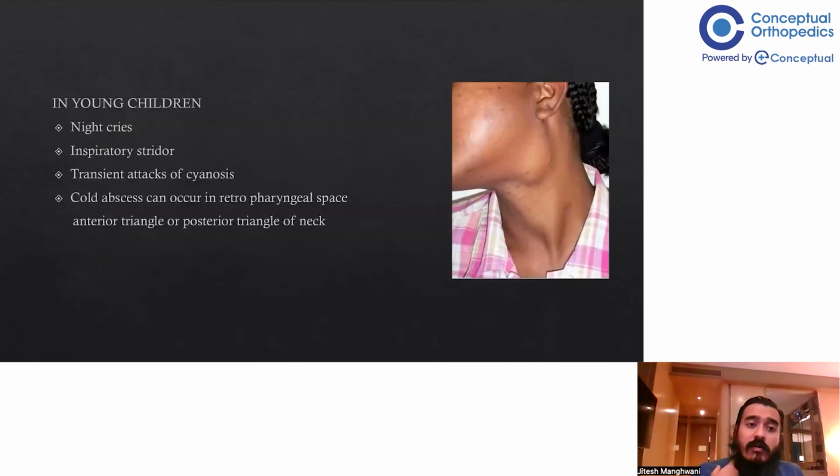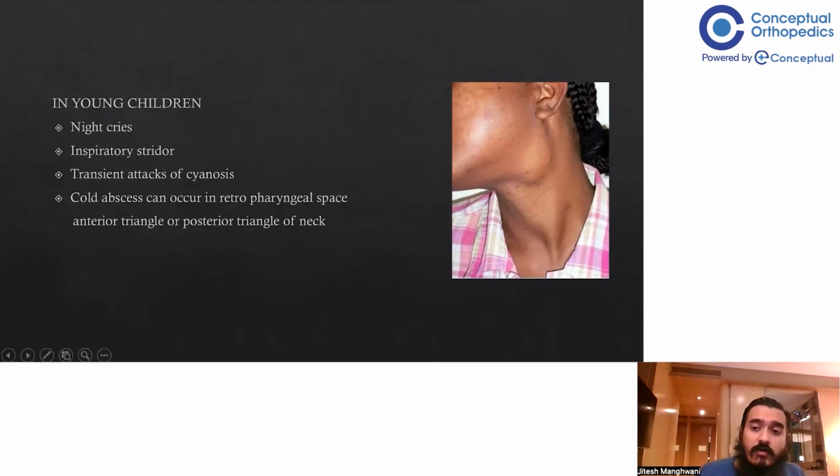In young children, generally it is seen that the patients would have night cries. They also would have inspiratory stridor. So whenever they breathe, they are going to make that characteristic stridor sound. There would also be transient attacks of cyanosis, and cold abscesses can occur in the retropharyngeal space, anterior triangle or posterior triangle of the neck.